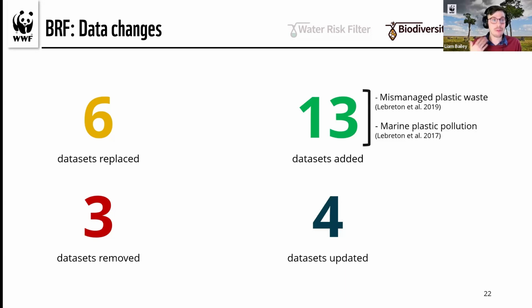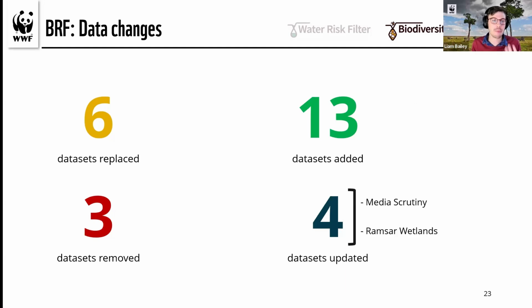Again, we've had data that we've added, and here plastic pollution is another key addition, which we think is very important. And because the biodiversity risk filter assesses risks in marine areas as well as in terrestrial and freshwater habitats, we've been able to include data on both marine plastic pollution and mismanaged plastic on land. And finally, we've made some updates for data sets where we have newer versions of the data.